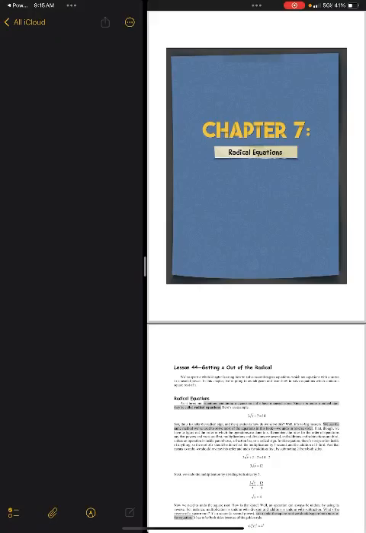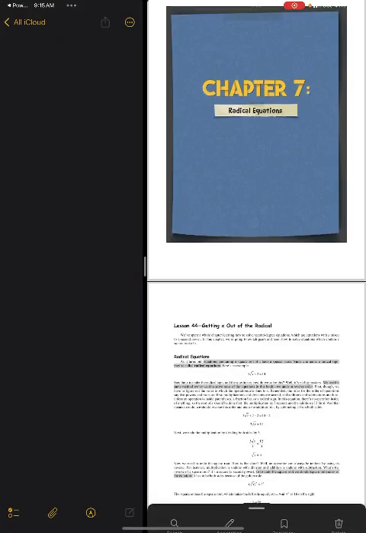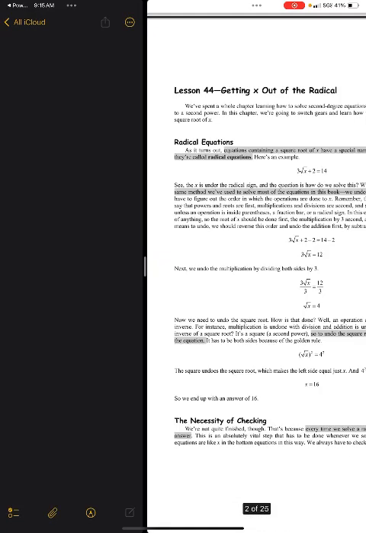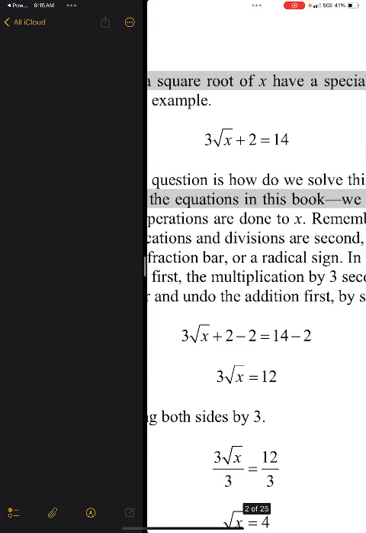All right, so chapter 7 is about working with radical equations. Let's take a peek at what that looks like. If we have something like this, remember, if the number's not written there, it's understood to be a 2, so 3 times the square root of x plus 2 equals 14. We want to try to get that x out of that radical sign. So it's just like solving other equations, except we have to deal with undoing that radical sign.